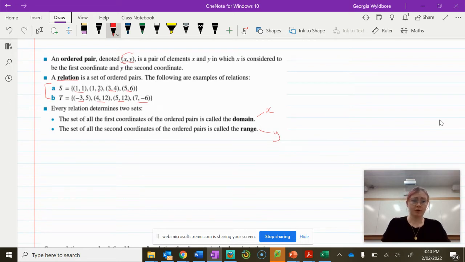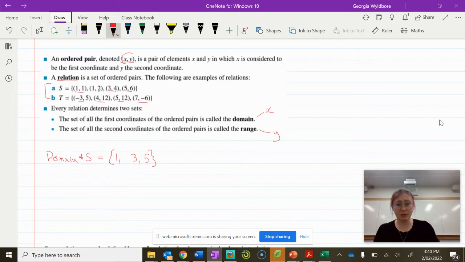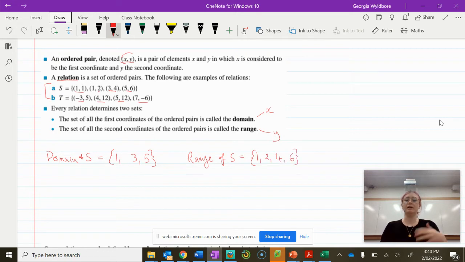So for example, in those examples, the domain of S is going to be equal to the set {1, 1, 3, 5}. But we don't need that second 1 in there, okay? Because we only need to list elements of a set once. And the range of S is going to be the set {1, 2, 4, 6}. Because that's the second numbers in each of those.